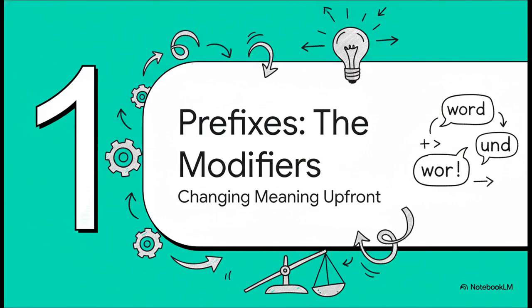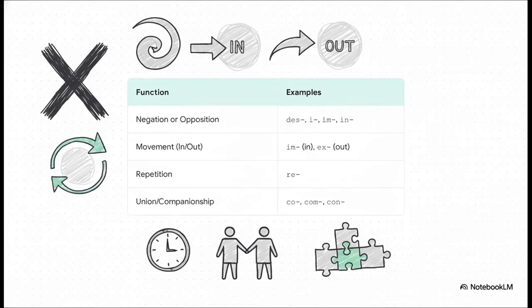First up, let's talk about prefixes. I kind of think of these guys as the modifiers. You stick them right on the front of a word, and their main job is to take that core meaning and just tweak it, change it, or sometimes flip it completely upside down. And what's really amazing is just how efficient this is. You know, just a few little letters can do all these very specific jobs. They can signal the opposite of something, they can show movement in or out, they can tell you something is happening again, or even give you a sense of togetherness.